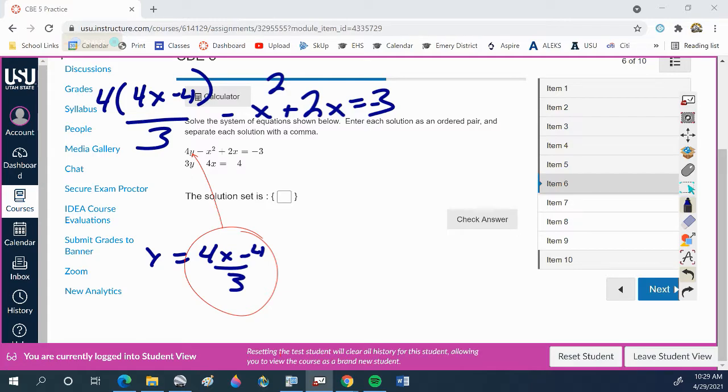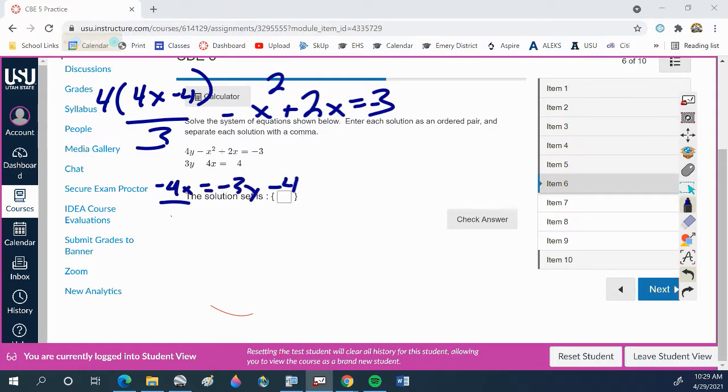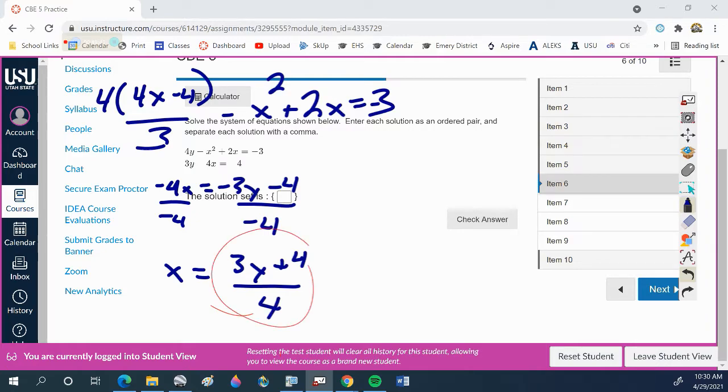But what if I solved the other way? I'm going to subtract this over: negative 4x equals negative 3y minus 4, divide by negative 4, x would be 3y plus 4 over 4. Do I really want to plug that in here and in here? No, you could, it would work, but I wouldn't recommend it.